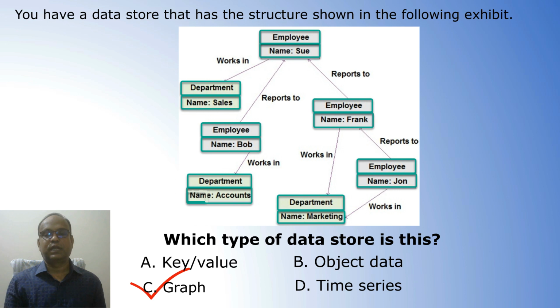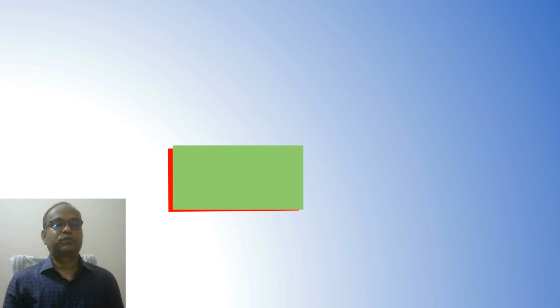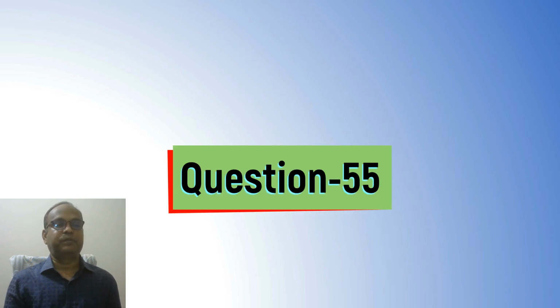Nodes and edges can have properties that provide information about the node or edge, similar to columns in a table. Edges can also have a direction indicating the nature of the relationship. Graph databases can effectively perform queries across the network of nodes and edges and analyze the relationships between entities. Next question. Question number 55.